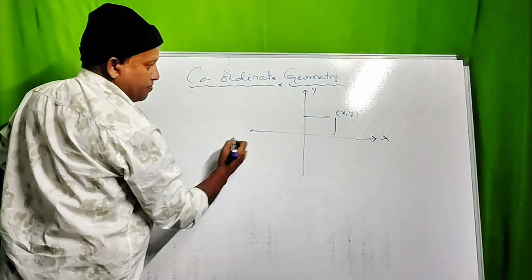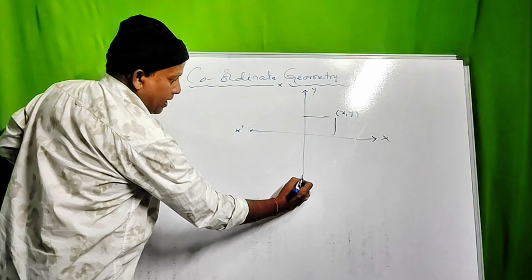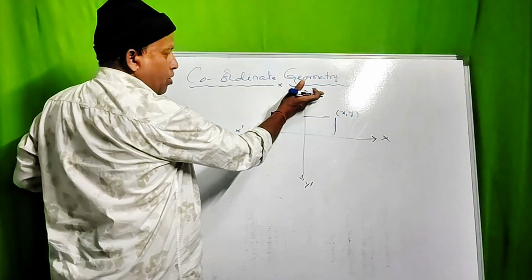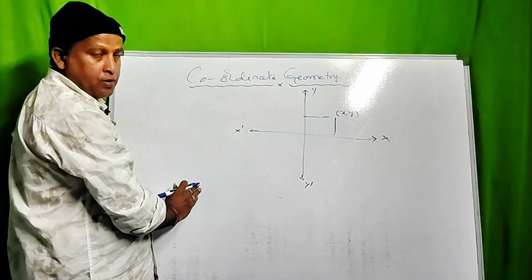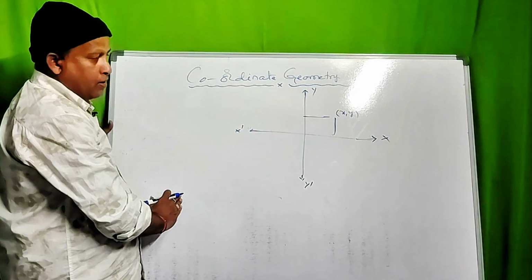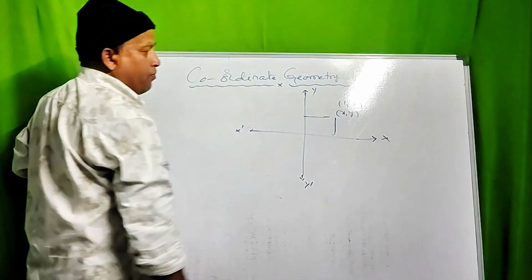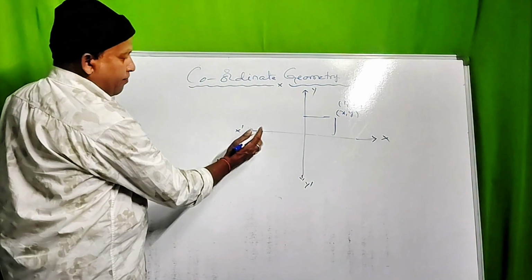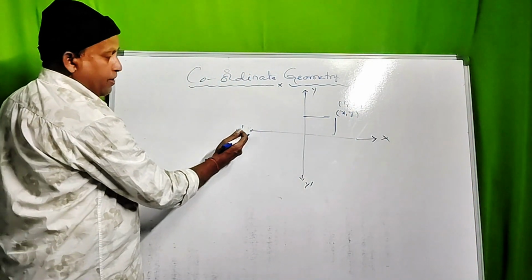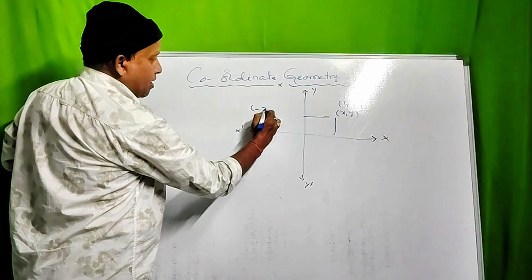And this is the negative side, which can be represented by x dash and y dash. The values above are all positive, and the values below are all negative. Similarly, right side values are positive and left side values are negative. Now at (1, 2), x and y are both positive. But on the left side, x values are negative and y values are positive. So that is minus x, y.